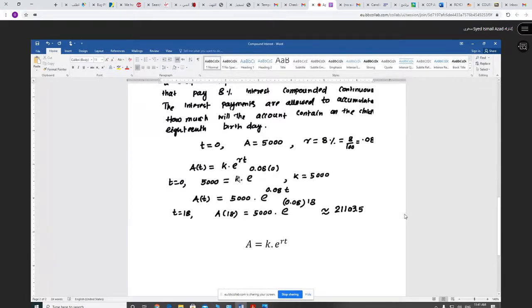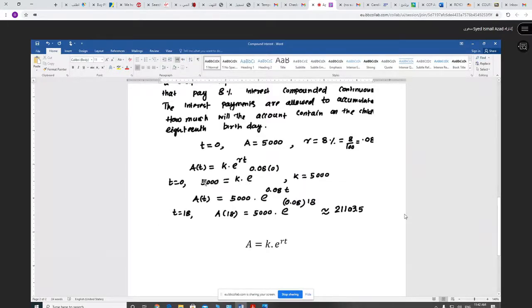So let us multiply. You will get 5,000 equals K times e power 0.08 times 0, which becomes e power 0. Any number when you have power 0, what is the answer? 1. So K multiplied by 1 is K.